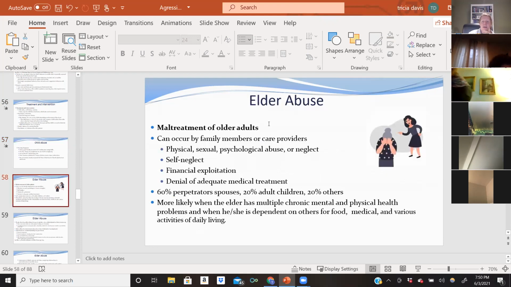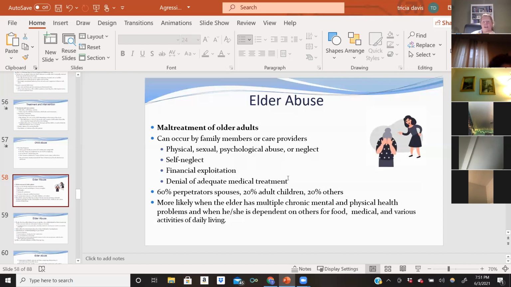All right, so elder abuse. This is the maltreatment of older adults. It can happen by family members or care providers. It can be physical, sexual, psychological, or neglect. It can also be self-neglect, where they're not taking care of themselves. It can be financial exploitation, where people take their money from them. And it can be the denial of adequate medical treatment.